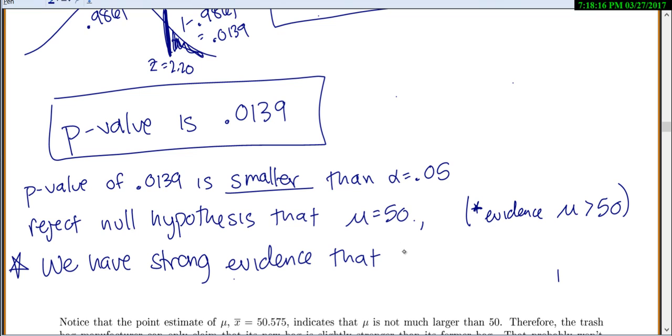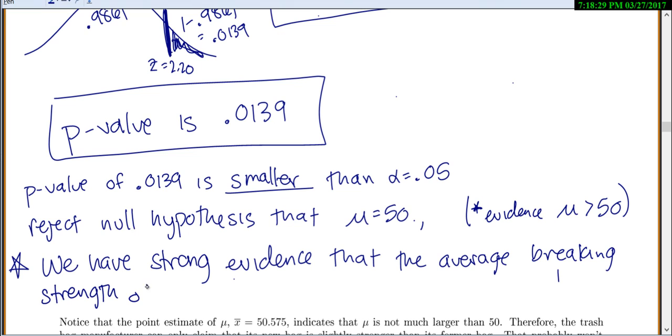So we have strong evidence that the average breaking strength of all the bags, make sure you put all so I know it's for the population, is greater than 50 pounds. So because we rejected our null, the mu equals 50, that means we now have evidence for the alternative. So we have evidence that my mean is greater than 50.